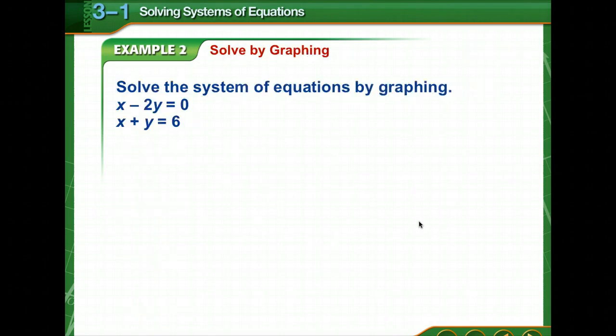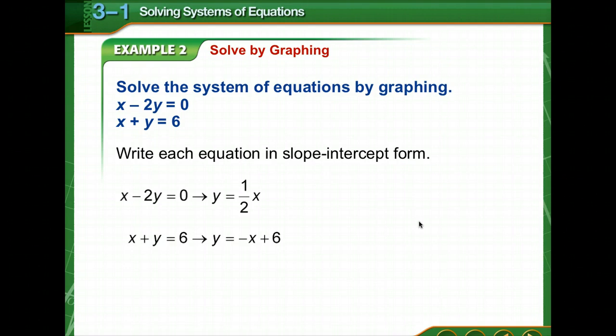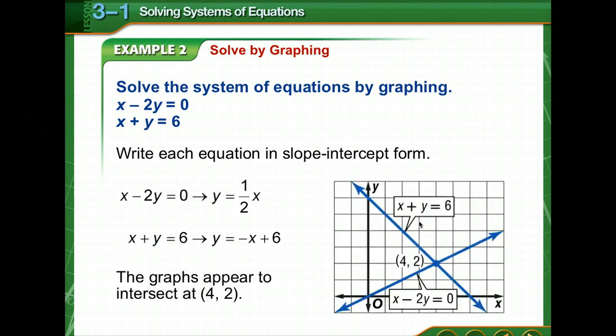Now we're going to learn about solving by graphing. It's another method for solving a system of equations, and what we do is we just graph both of the lines on the same coordinate plane. The point of intersection represents the solution, or in business terms it's known as the break-even point. So again, we're going to put both equations in slope-intercept form, and the graph appears to intersect at (4, 2).